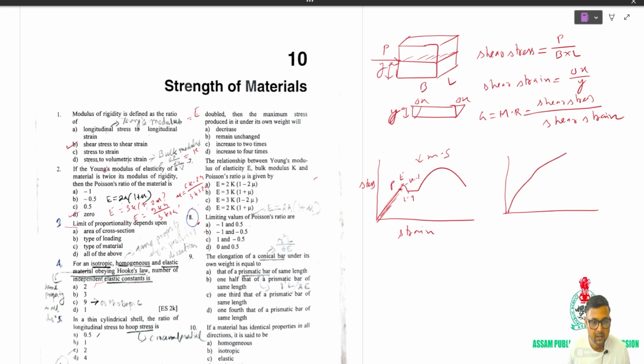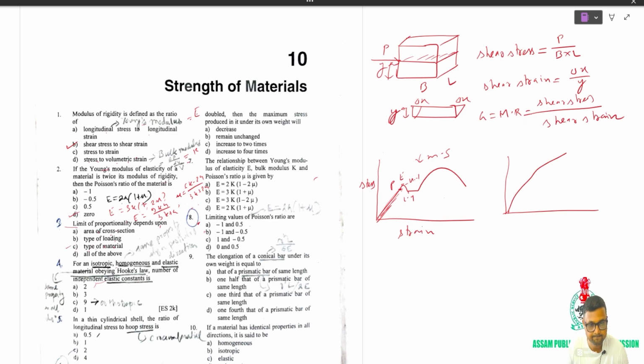That means, does limit of proportionality depend only upon the area of cross section? No, it is not correct. Type of loading? No. Type of the material? Yes. Mild steel has got a defined yield stress value. HYSD bar has got a different yield stress value, right? So it is a material property that is giving this type of curve. The correct answer is what?